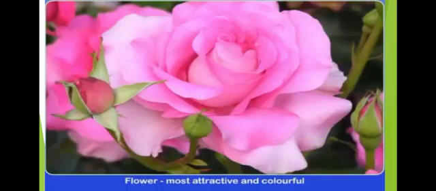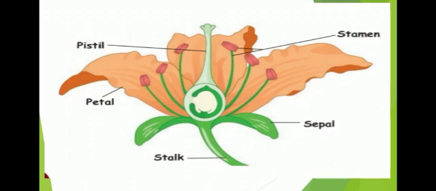Next, flower. The flower is the most beautiful part of the plant. It is attractive and colorful. There are different shapes, sizes, colors and fragrances. The flower develops from the bud. Now let us see the parts of the flower. The soft, brightly colored part of a flower is called the petal. The green part that lies under the petal and supports it is called the sepal. The middle parts of the flower are called stamen and pistil. These are the parts of the flower.